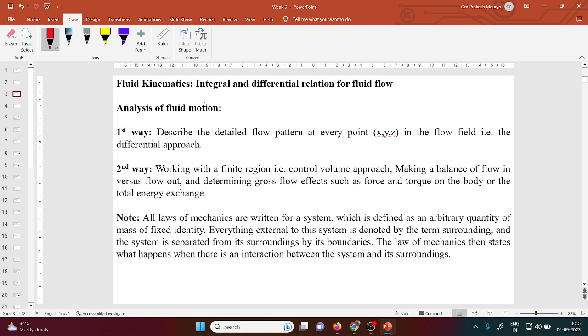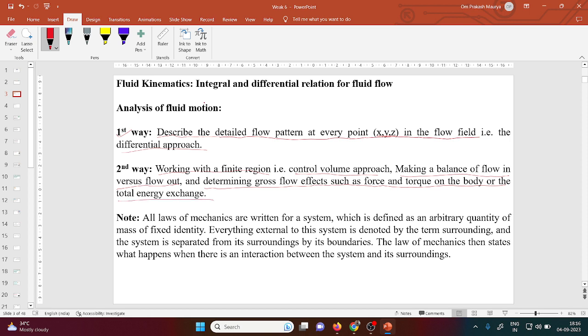The first approach, that is the first way, is to describe the detail of flow pattern at every point xyz in the fluid field. That is the differential approach. And the second approach is working on a finite region, that is the control volume approach, making a balance of flow in versus flow out. Flow in is the flow that enters the system, and flow out is the flow from the control volume. And determine the gross effect such as force and torque on the body or the total energy exchange.